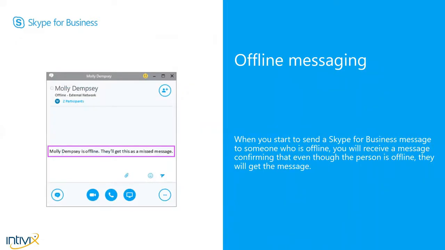I'm not sure if any of you used Skype for Business before 2016, but you used to get a message that said it was undeliverable, and it was a little frustrating. Well, now you don't have that. The person will get a message that they've missed a message, and they'll be able to respond to you when they get back to their desk.